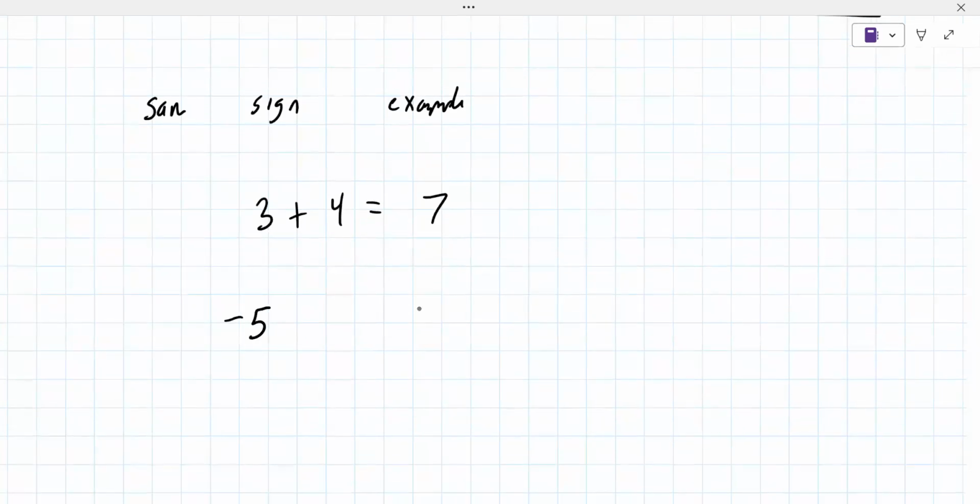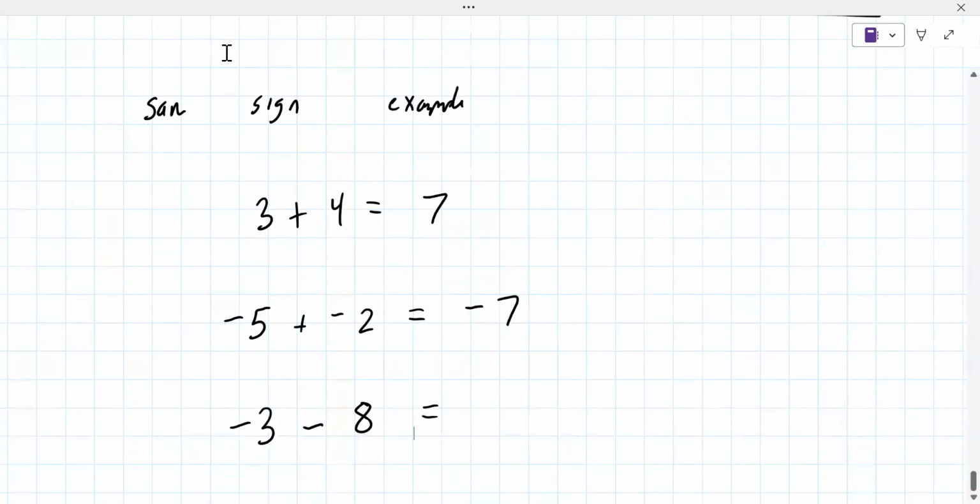Now, what about -5 plus -2? Are these the same sign? Yes. So the answer is negative, and then you add the numbers without the sign. You say, okay, it's really a 5 and a 2. What is 5 plus 2? 7. That's -7.